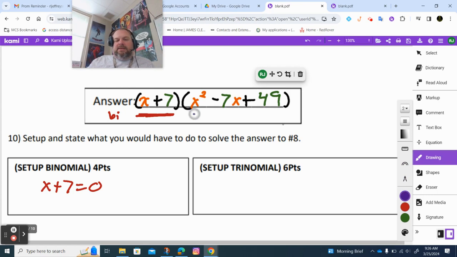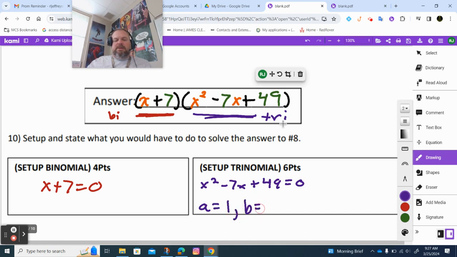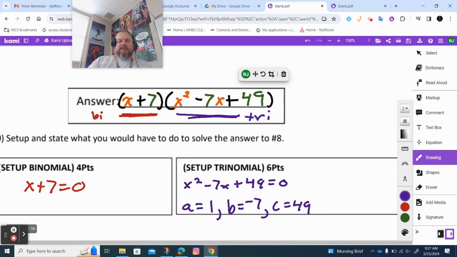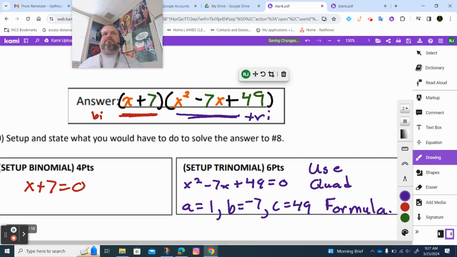All right, and now this one, because this one's our trinomial. We have to say A equals 1, B equals -7, C equals 49. And then our last part, we're going to say use quad formula. And we're done. Yep. Easy peasy, lemon squeezy.